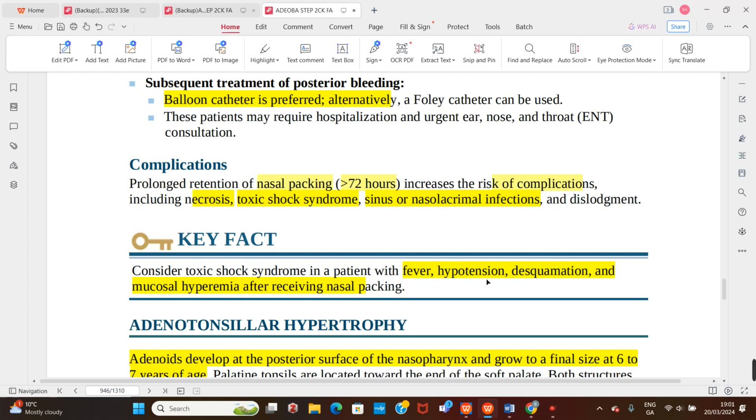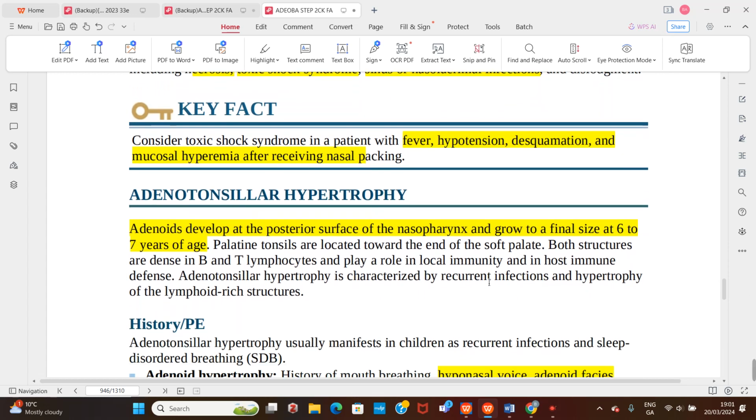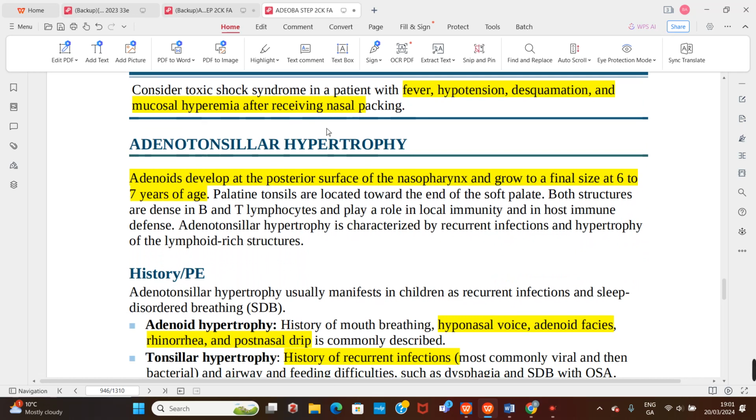So, moving on to adenotonsillar hypertrophy. Adenotonsillar hypertrophy is just enlargement of the adenoids and the tonsils in the posterior aspect of the nasal cavity. The adenoids grow at the posterior aspect of the nasopharynx.